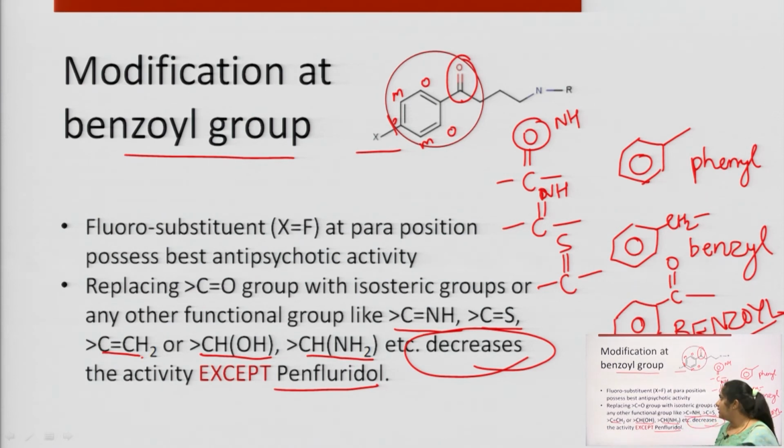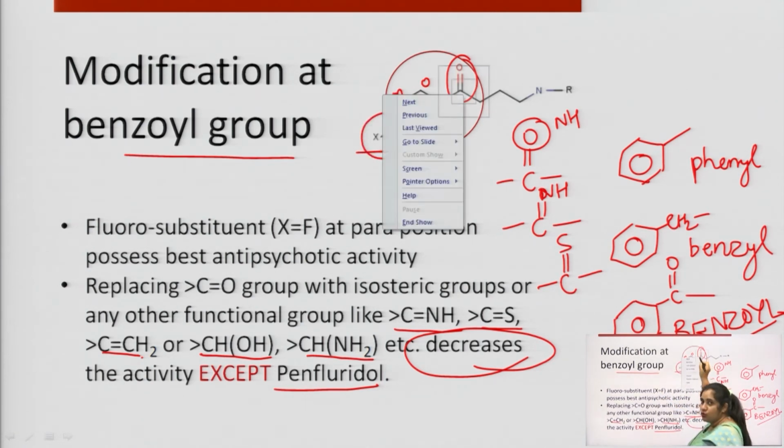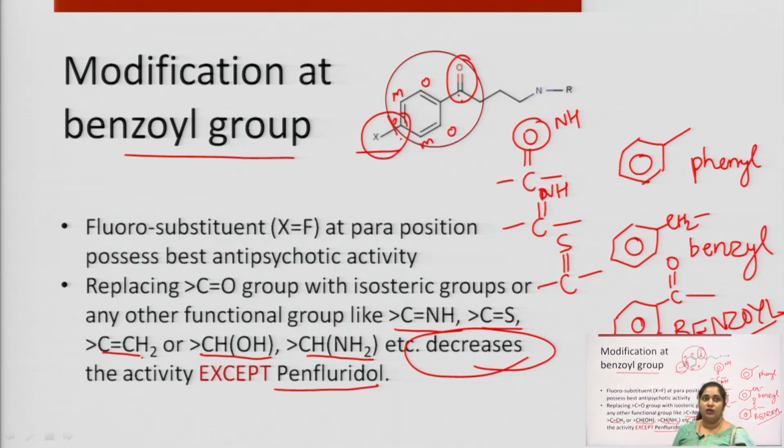When we talk about modification at benzoyl group, we have first of all the para position, with respect to this carbonyl group. When we have this carbonyl group, this is the primary substituent, and with respect to this the two positions are ortho, further meta, and the last one is para, where the X is being attached. So, by replacing this X with fluoro at the para position, that will possess the best activity.